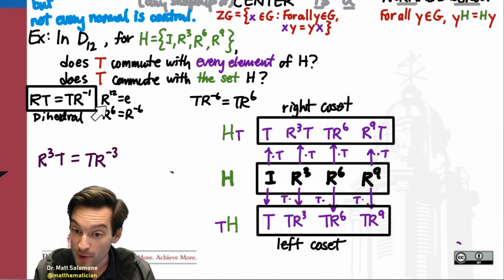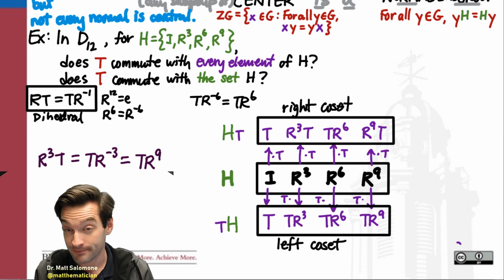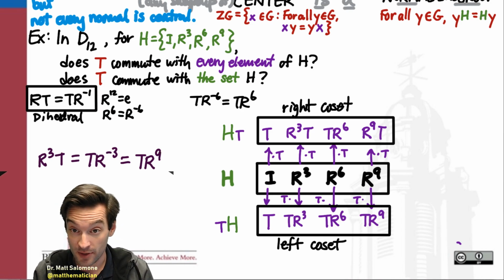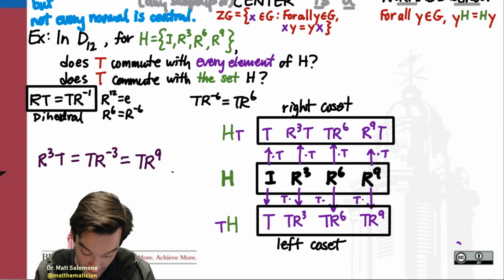But again, remembering that the order of R in the dihedral group of the dodecagon is 12, R to the minus 3 is the same thing as R to any power which is congruent to minus 3 mod 12. So for example, R to the ninth. T R to the minus 3 is the same as T R to the ninth, because minus 3 and 9 are congruent mod 12, which is the order of R. And so this element in my right coset that I get by multiplying on the right, R cubed times T, is actually T R to the ninth.